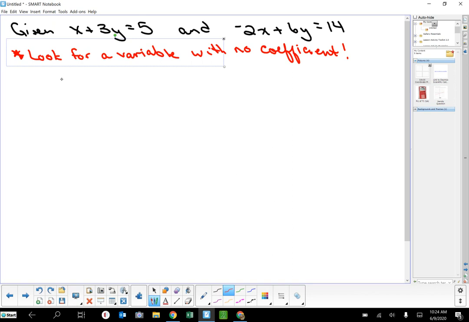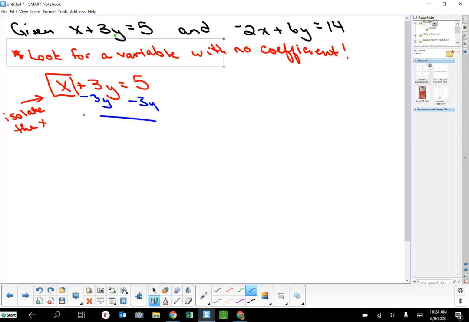And that happens in this first equation. This x has no coefficient. So what we want to do here is get the x by itself, and we can do that by moving the 3y away from it. So we move the 3y, and we end up with x equals negative 3y plus 5.